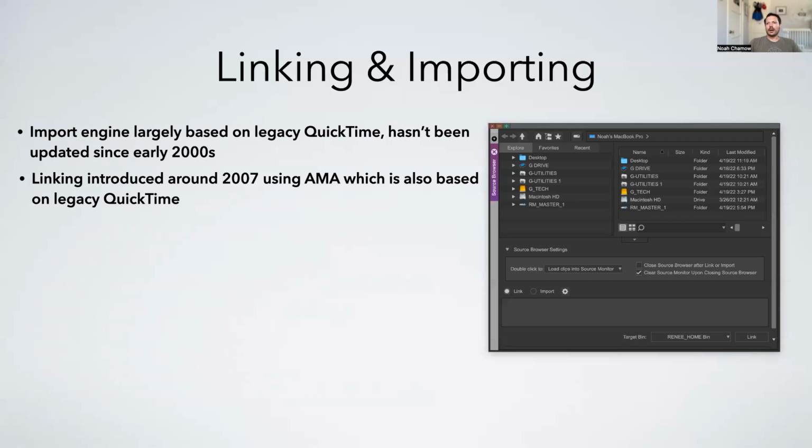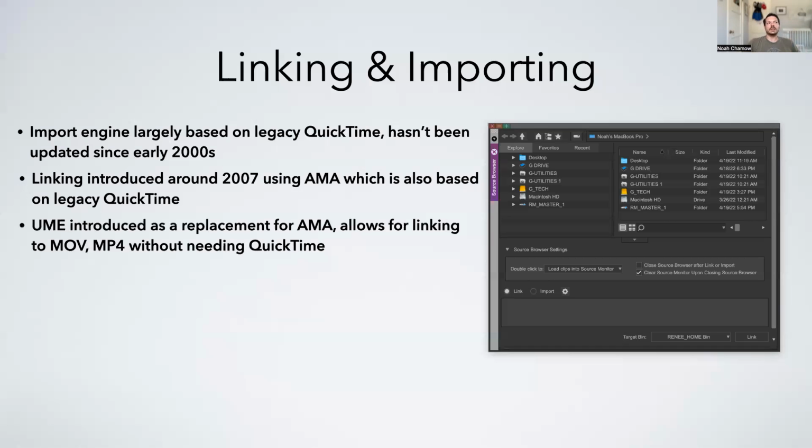So the process of linking, when you're using an MOV or an MP4, traditionally in Media Composer, that linking was done through QuickTime, through the AMA plugin for QuickTime. With the introduction of Media Composer 2020.4, that reliance on AMA and QuickTime was actually replaced with UME. So UME, Universal Media Engine, was introduced as a replacement for AMA, and it allows for linking to MOV and MP4 files without needing QuickTime.